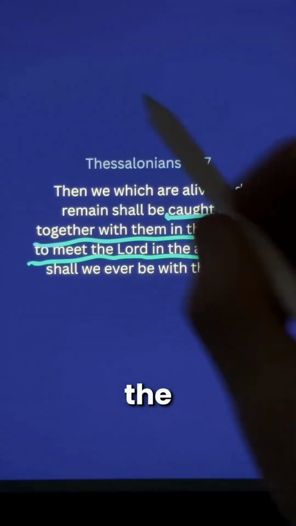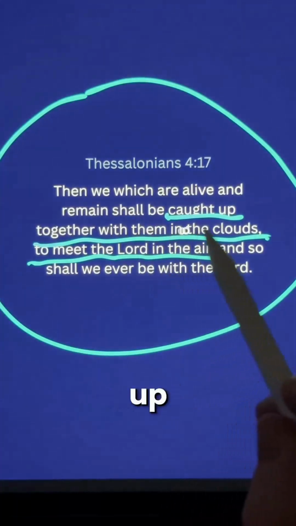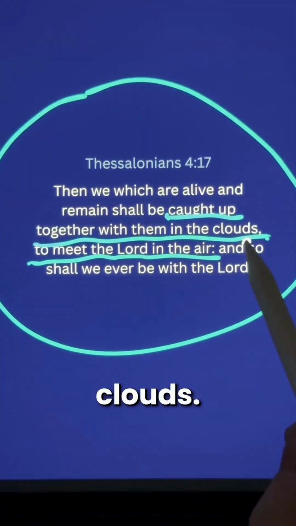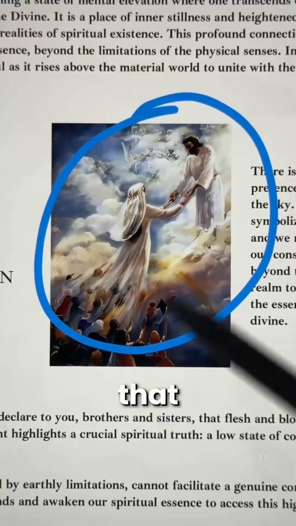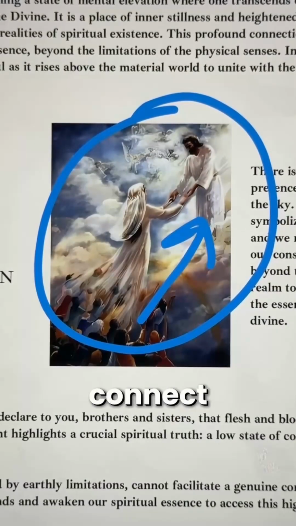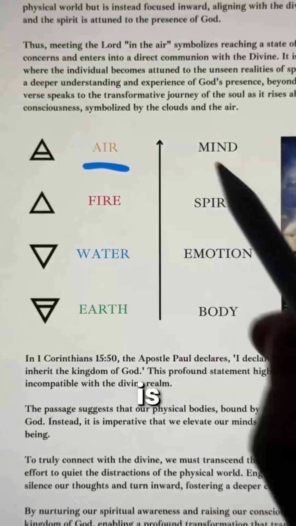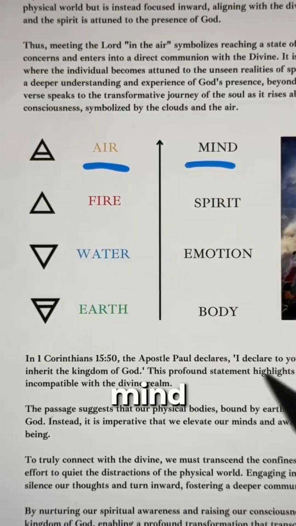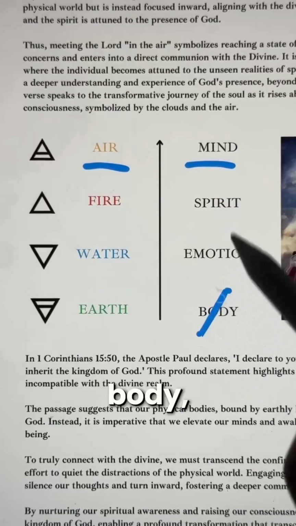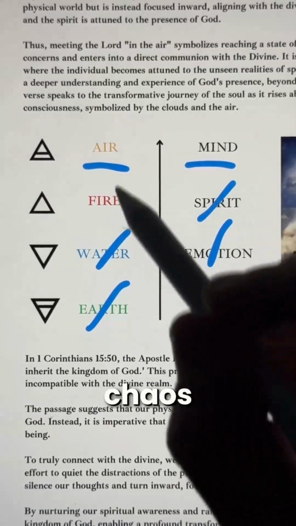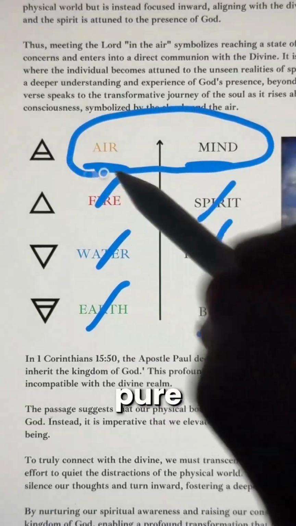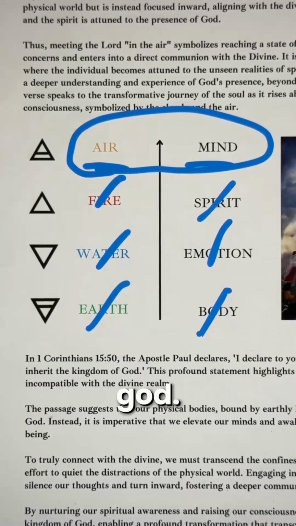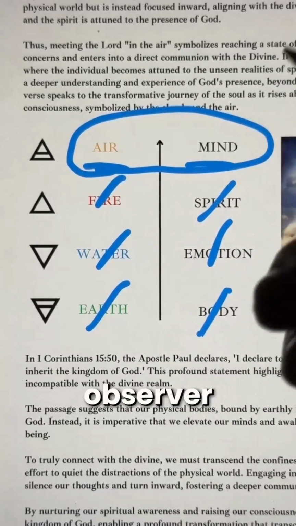And this is why the Bible says, we will be caught up together with them in the clouds to meet the Lord in the air. God is not a man in the sky that we can go up and reach and connect with. To meet the Lord in the air is to meet God inside your own mind by dissolving the body, the emotions, and all the other chaos inside of us, and going inside of ourselves and entering the pure realm of mind. This is where we meet God, because God is the observer of the mind.